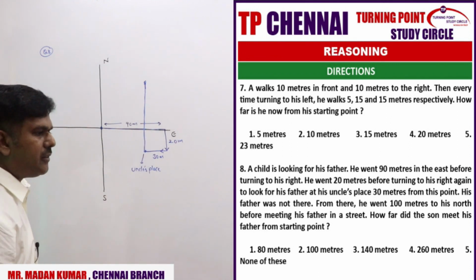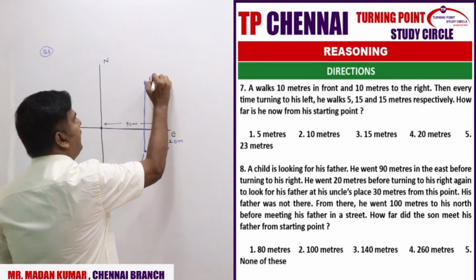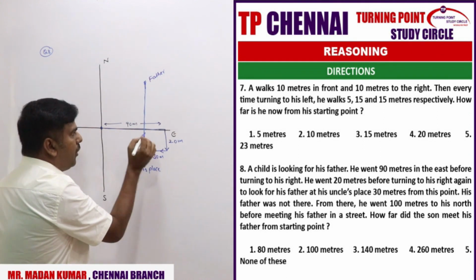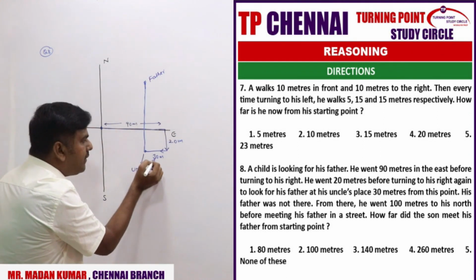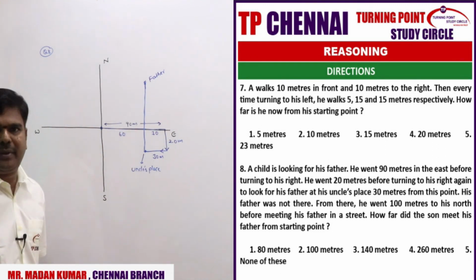Meters towards north before meeting his father in a street. So his father is here. How much distance he traveled? This is 100. Now see that total distance is 90. This distance is 30, and this balance will be how much? 60 it will be, right?